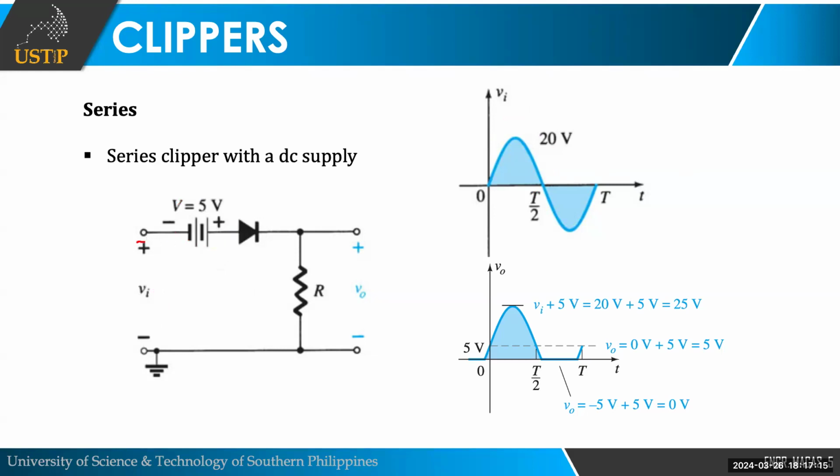Because your 5 volts here will make your diode forward bias. Okay? Positive man mo dira, positive sa na, so wala kay problema. So your diode is forward bias with respect to your 5 volts. Your input also is forward bias.